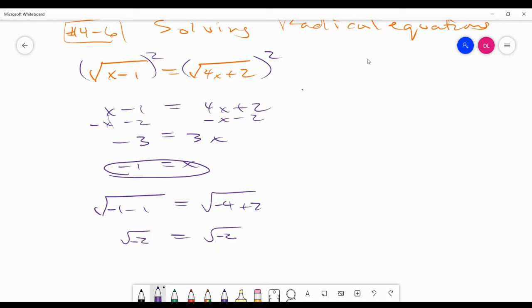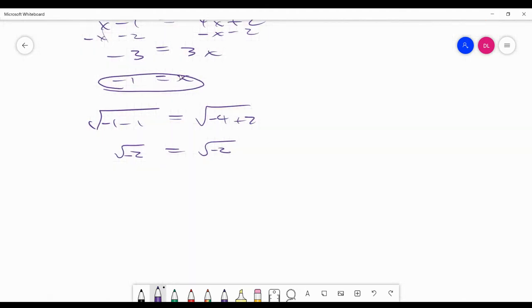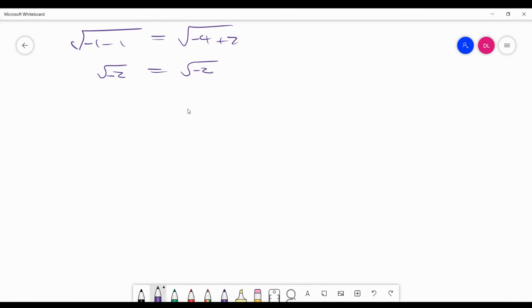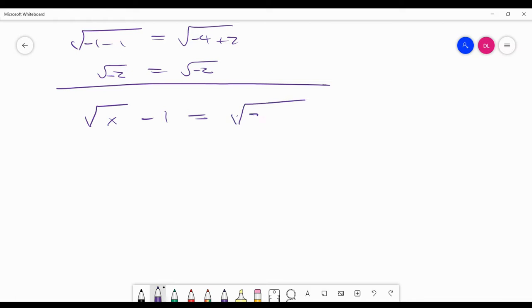All right, so that's one way to handle square roots. When you have a square root on both sides, we're going to go ahead and simplify it. So now let's tackle the one that usually messes people up. Let's take the square root of x minus 1, and we're going to set that equal to 2x plus 1. Okay?